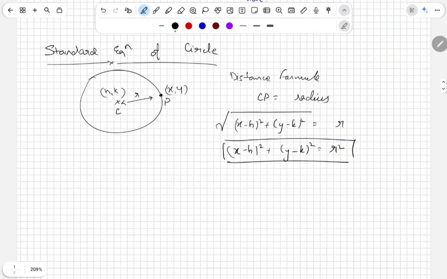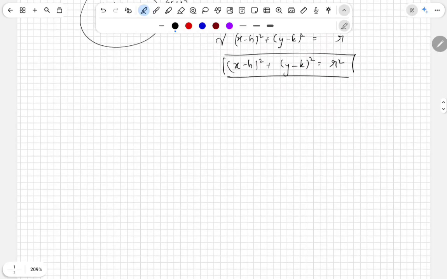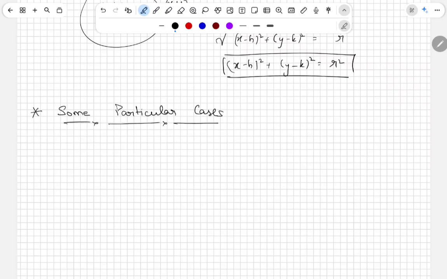Okay, after studying the standard equation of circle, we'll be moving forward to some particular cases. Let's focus on some particular cases. The first case is when the center of the circle lies at origin. Center of the circle will lie at 0 comma 0.